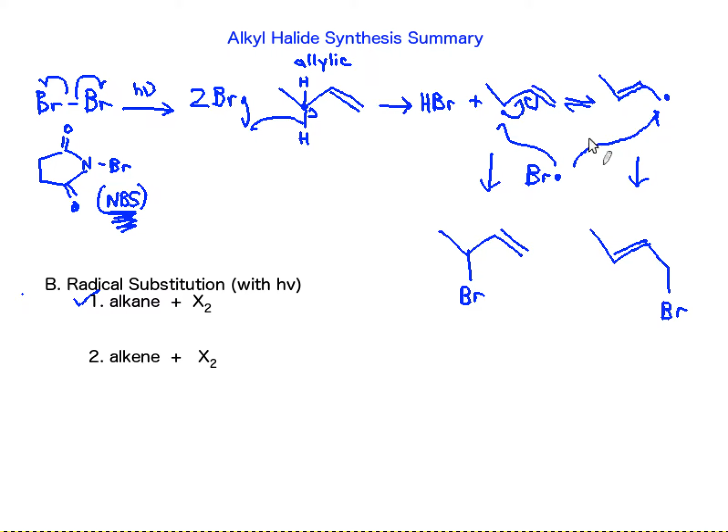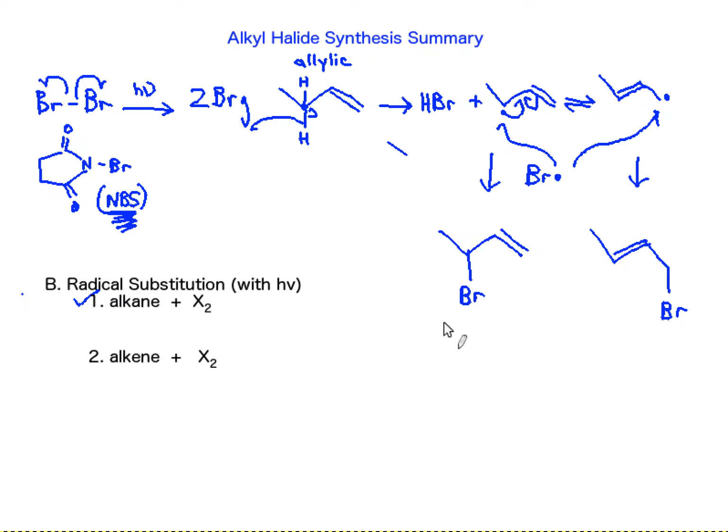Now, what you'll notice throughout this mechanism is that our radical intermediates are always still allylic, right? This extra electron is not on the double bond, but it's on the neighboring carbon here also. And in our final substitution products, the bromine has substituted at the allylic position. If ever you go through a mechanism and you get something that's not allylic, you should check your work because it's probably incorrect.